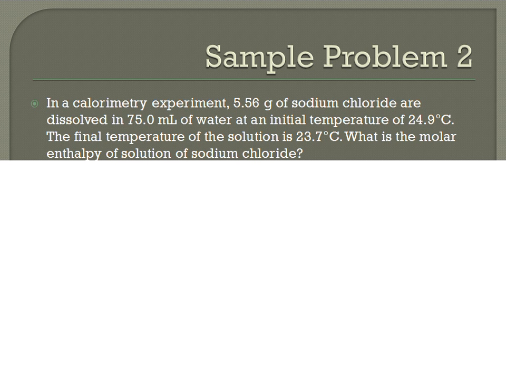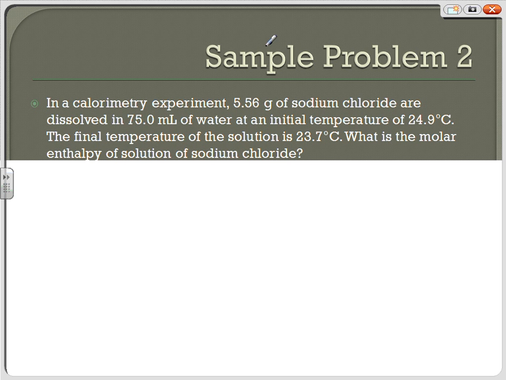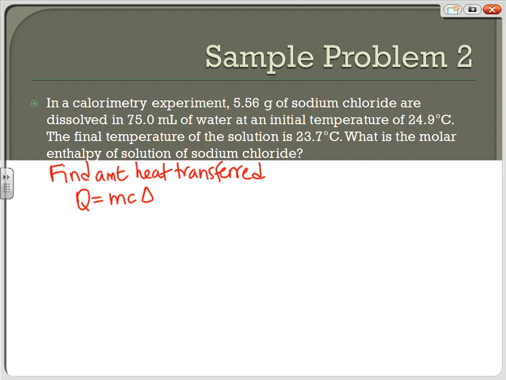So in this case, the first thing we've got to do is find the amount of heat that we transferred. So, find amount of heat transferred. In order to do that, we're going to use our q equals mc delta T formula that we used before. In this case, our mass is going to be our mass of water.